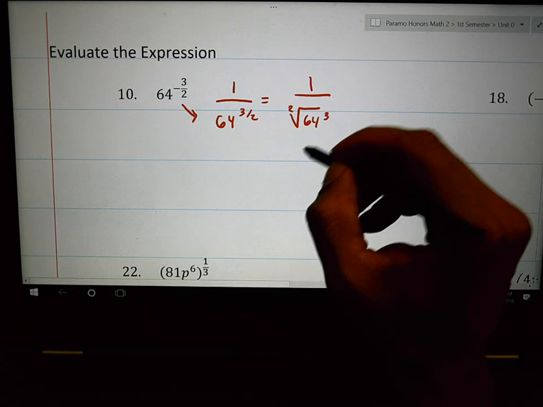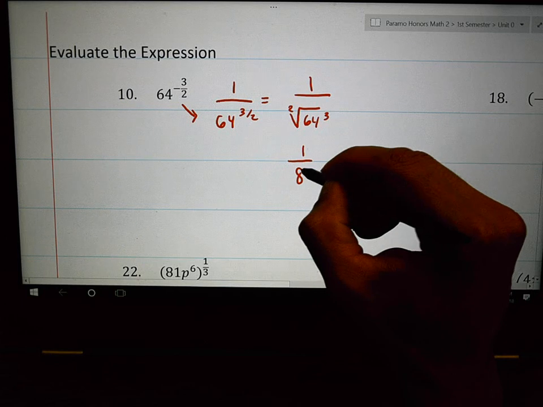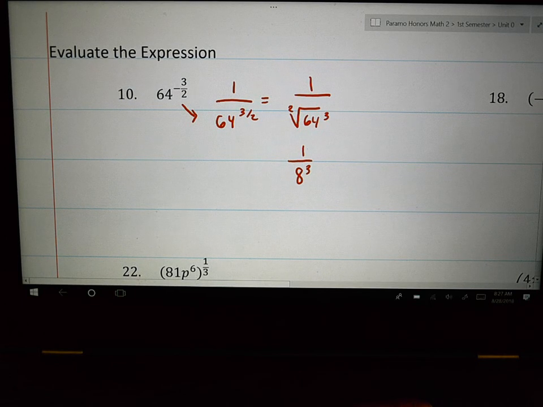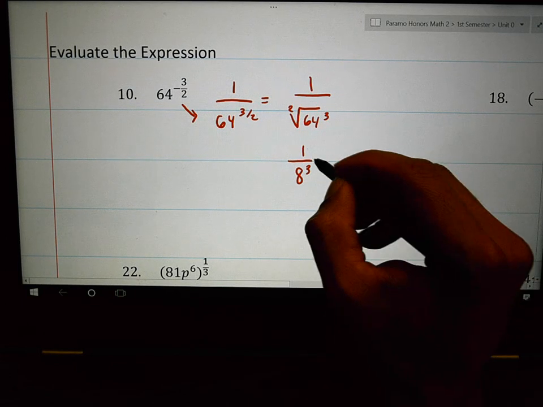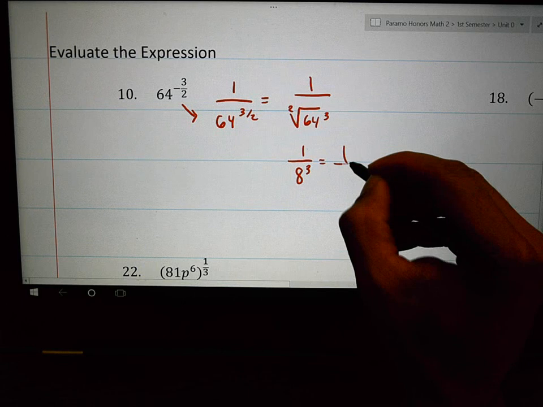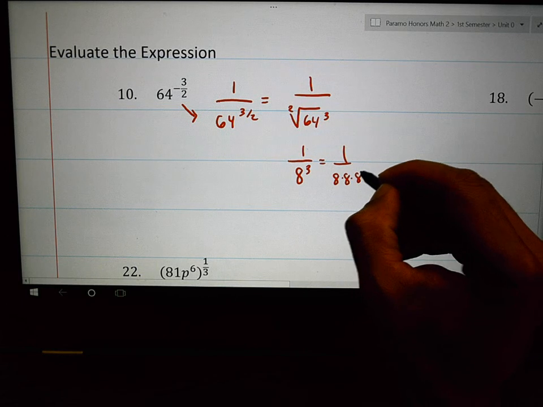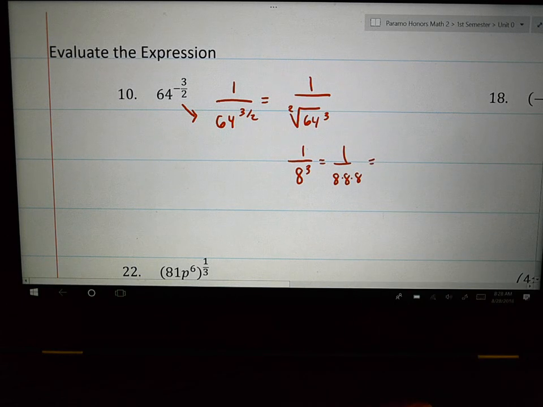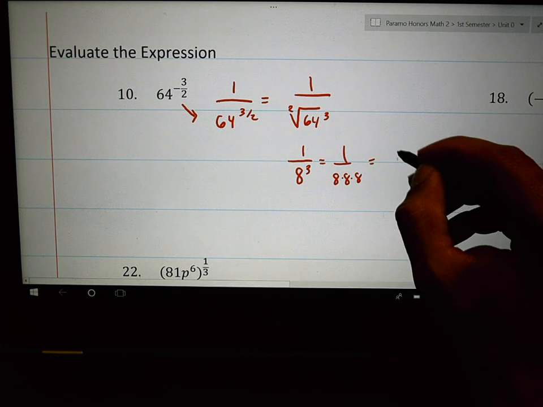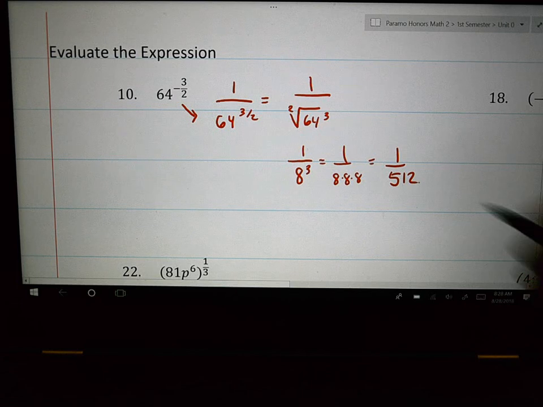And then that little 3 is still there. You still have to take 3 factors of that 8. And I am not sure what 8 times 8 times 8 is. It's 64 times 8. Maybe you do. No? That sounds right. Let me double check. I agree.